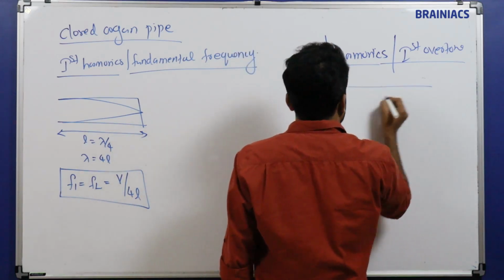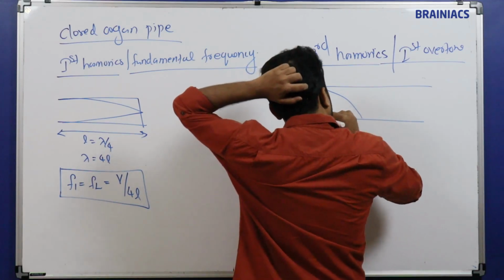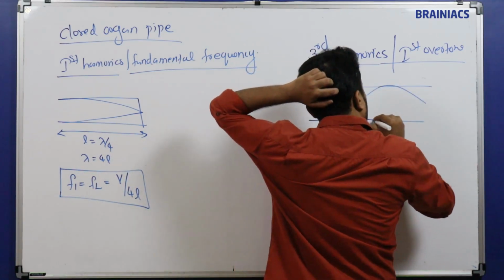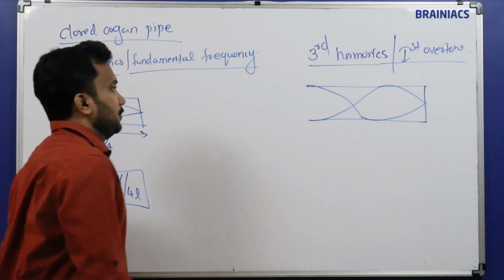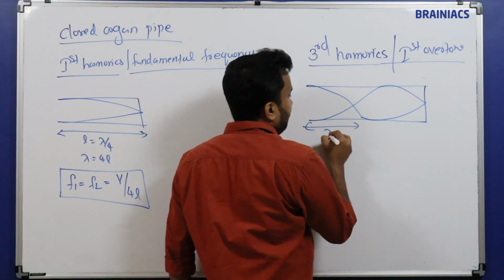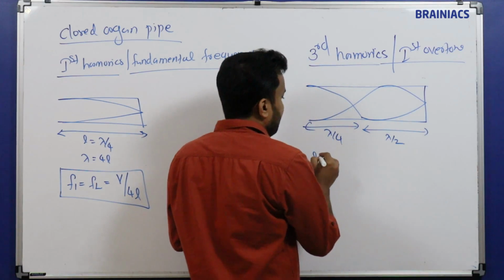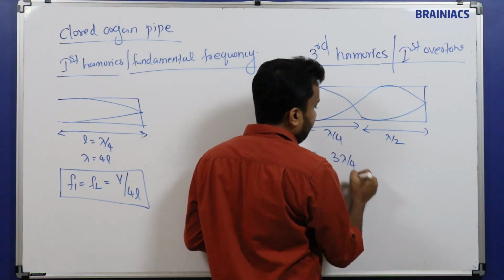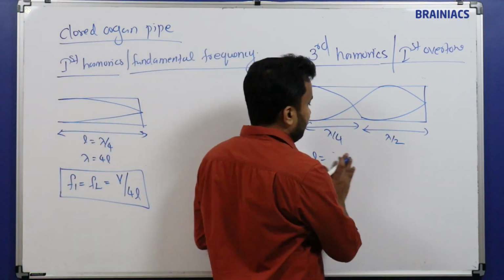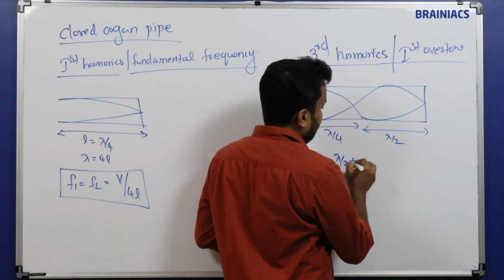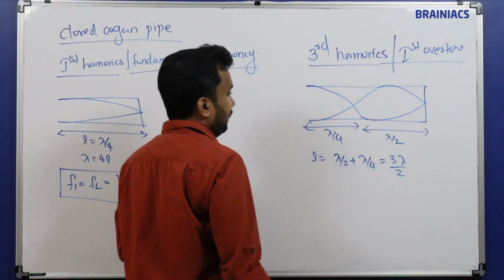Third harmonic, this is the pipe structure. In the pipe structure, a node forms, then the next, then the third, and so the structure ends like this. This length will be equal to lambda by 4, and this length will be equal to lambda divided by 2. So L will be equal to 3 lambda by 4. The total length is lambda by 2 plus lambda by 4, which is 3 lambda divided by 4.